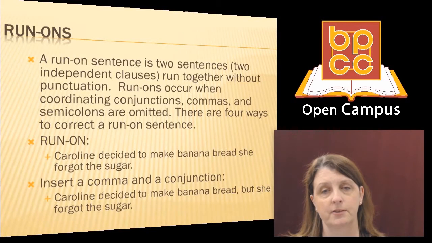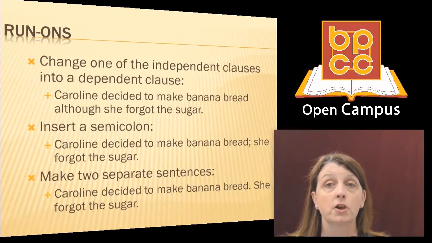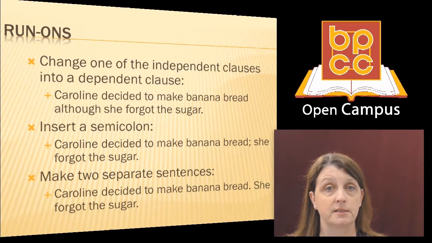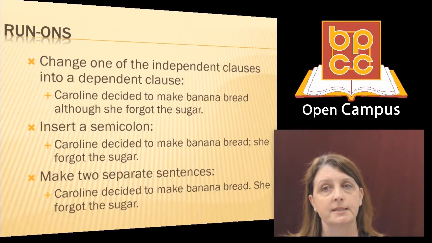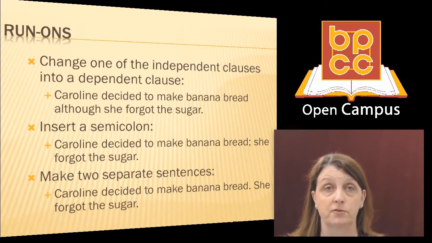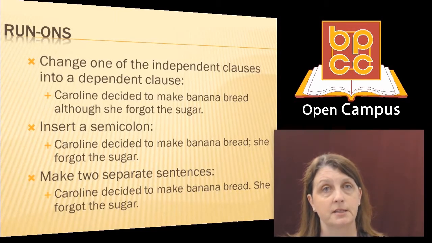Add one of those lovely fanboys. Caroline decided to make banana bread, but she forgot the sugar. Good sentence. You can also change one of the independent clauses into a dependent clause, okay, and join them together. Caroline decided to make banana bread, although she forgot the sugar. Okay, that's good. We can also insert a semicolon. Caroline decided to make banana bread; she forgot the sugar. Good sentence.